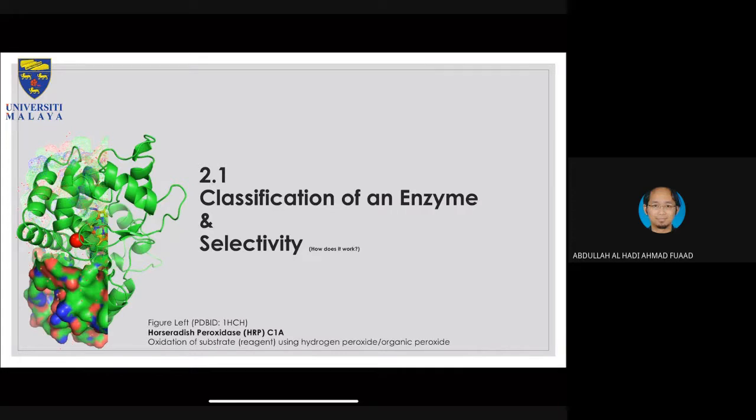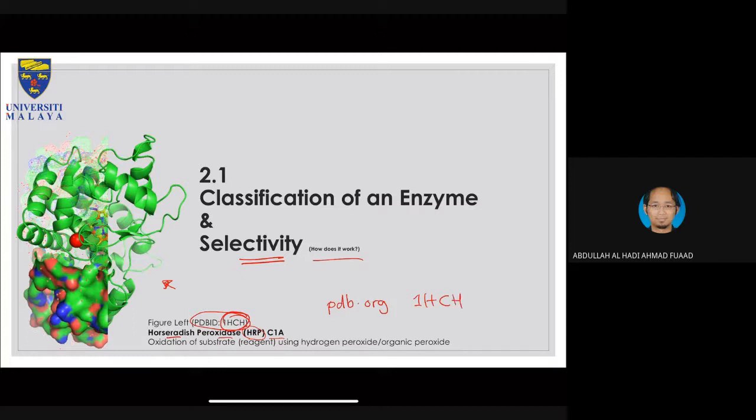So how does it work? When we're talking about selectivity, how does an enzyme work? So you probably have looked at the image of an enzyme, for example, the one on the left over here. Okay. So this is called a horseradish peroxidase, or HRP, C1A. So this is a specific molecule, and you can actually view this image on your own if you go to the Protein Data Bank, or pdb.org, and then you key in this keyword, 1H, CH, then you will get this molecule, okay?